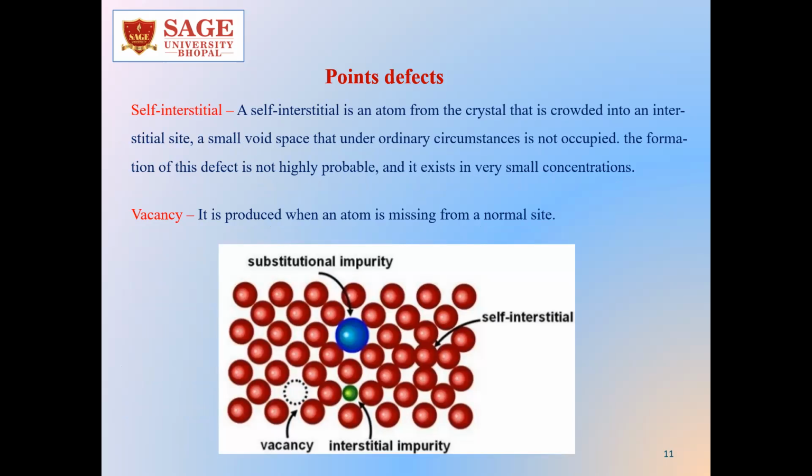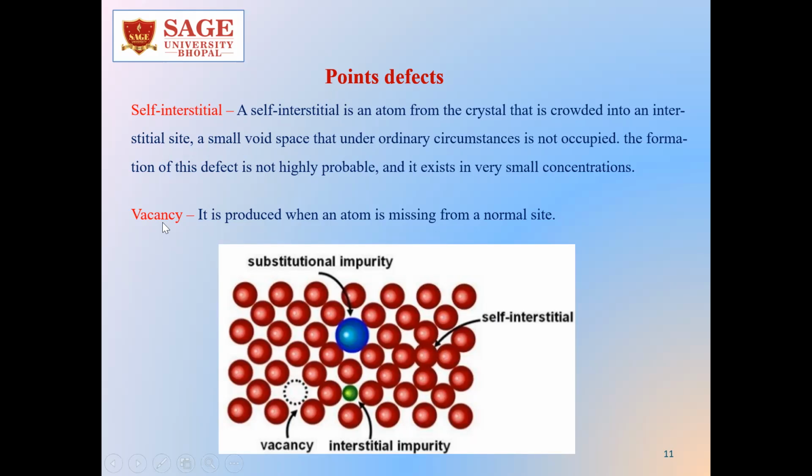What are point defects? Self-interstitial: a self-interstitial is an atom from the crystal that is crowded into an interstitial site, a small void space that under ordinary circumstances is not occupied. The formation of this defect is not highly probable and it exists in very small concentration. So this is self-interstitial. Like here, this atom should not stay here, but it has inserted itself in between this gap. Okay, so it has become crowded now.